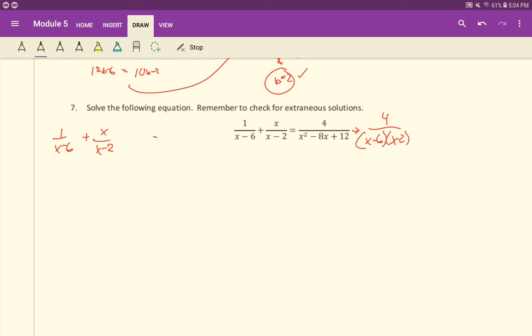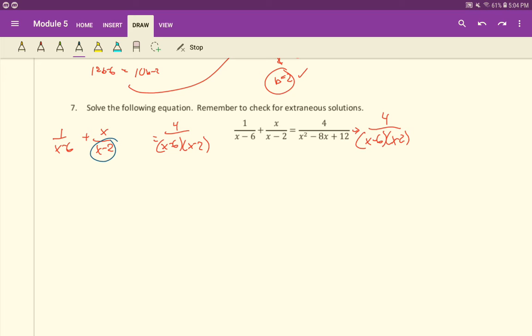Oops, not equals there, and we'll say 4 over x minus 6 times x minus 2. Okay, so again, ask the same questions. It looks like this denominator already has the other two factors in it, so we don't need to do anything to this fraction right here. Okay, it's good to go.